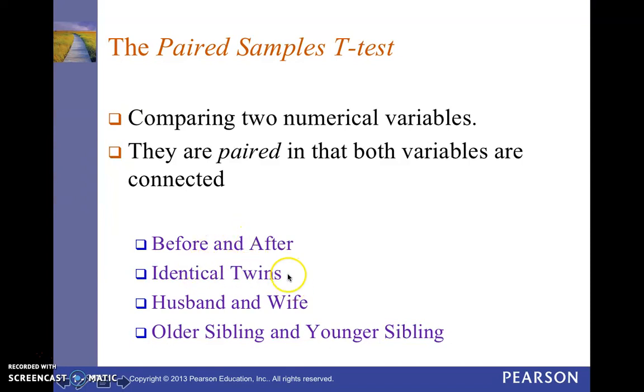Or say we have identical twins. We're comparing them, or say husband and wife, or older sibling versus younger sibling. In all of these cases, there's a connection between the scores. And that's how you differentiate the independent samples from the paired samples. If they are connected, then they're paired. If they're not connected, then they are independent samples t-tests.